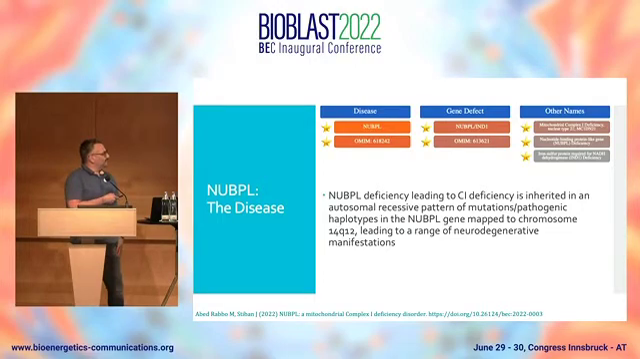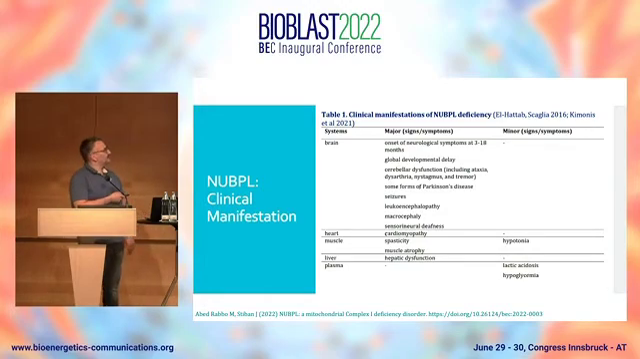So NUBPL disease leads to a deficiency in complex 1, and it is inherited as an autosomal recessive pattern. It's mapped to chromosome 14q12, and it has multiple neurodegenerative manifestations summarized in this table. Of course, since it is a mitochondrial disease, it affects mostly all tissues, and all tissues will have problems in this genetic disease, and multiple outcomes can come out.